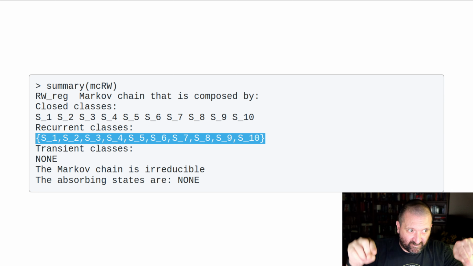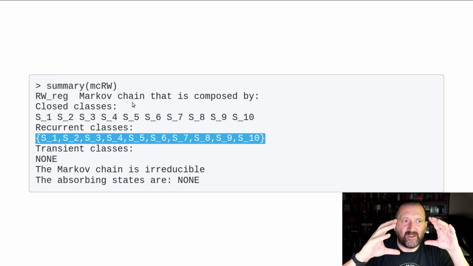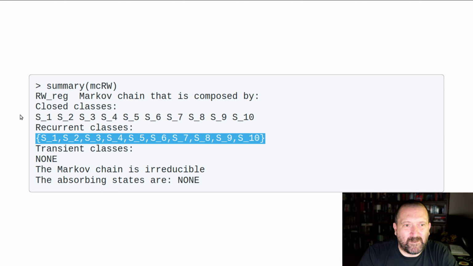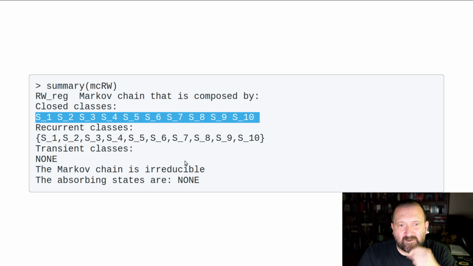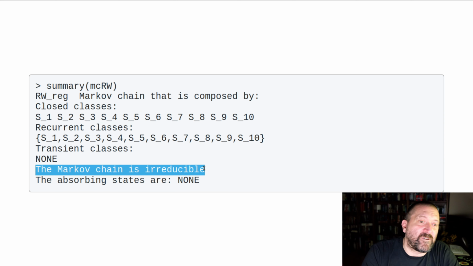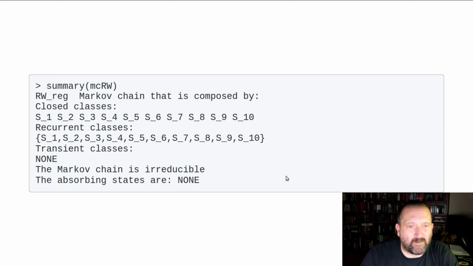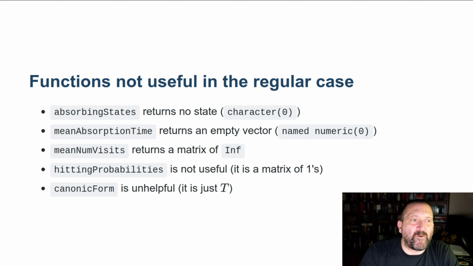Because this is like a set, the set of recurrent classes is in this case 1, and all of the classes are recurrent. There's no transient classes. We'll come back to this. The Markov chain is irreducible, which is another name for regular, and there's no absorbing states. Of the functions we had before, there's a bunch that are not useful because we're actually in a regular case. So all of those functions will return things that either don't mean anything or are trivial. So these will not be useful here.